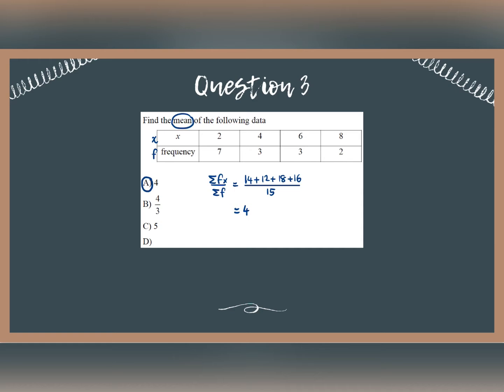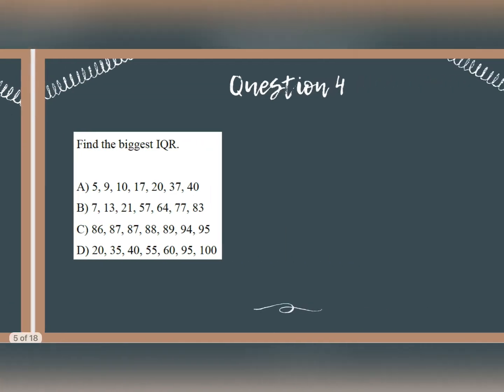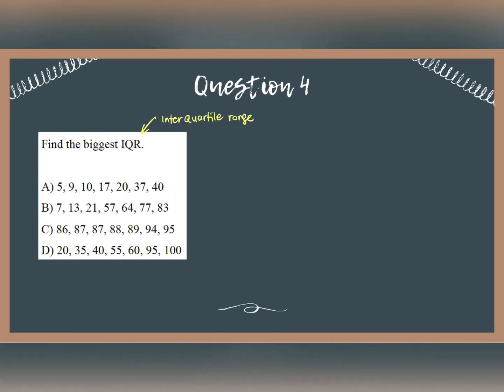Now, move to question number 4. Sorry. So, find the biggest interquartile range. Interquartile range means your IQR should be Q3 minus Q1. So where is Q3, where is Q1? Let's look. How many data are there here? 1, 2, 3, 4, 5, 6, 7. So all data sets have 7.